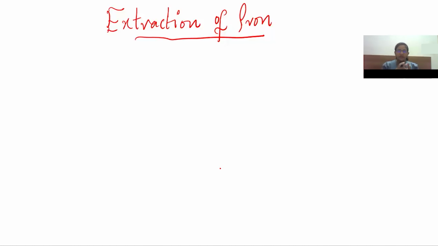Extraction of iron. So what does extraction of iron mean? We know that in the earth crust, metals like iron, aluminum, etc. will be in a combined form with other elements, in different forms of compounds, right? They will be combined with oxygen. So we have to extract the metal alone. Okay, that is extraction. These metals will be in the form of ores.